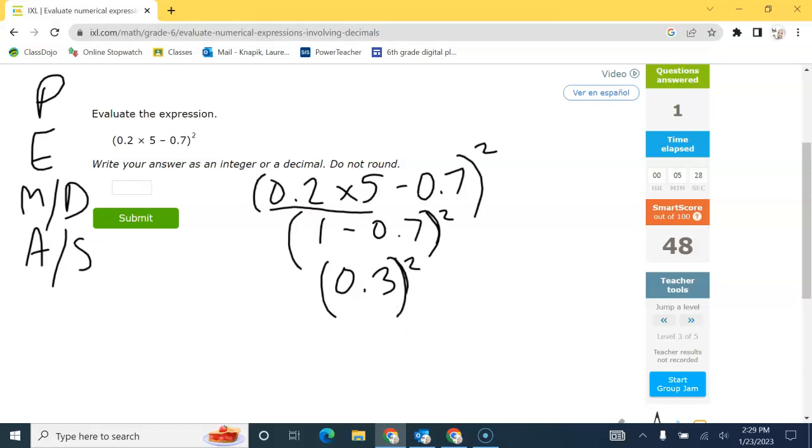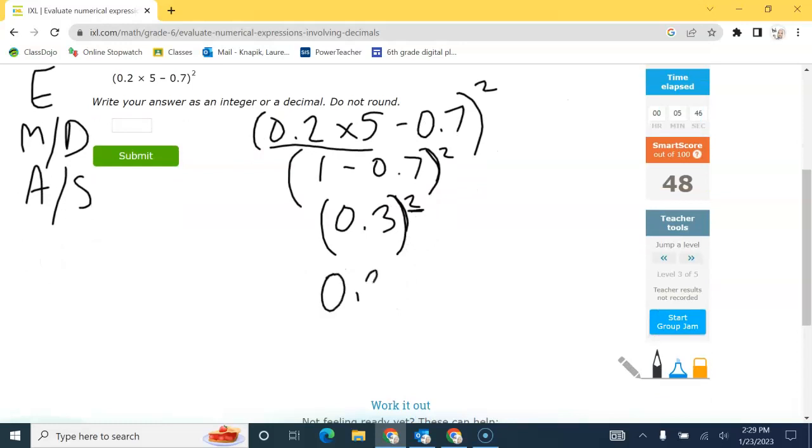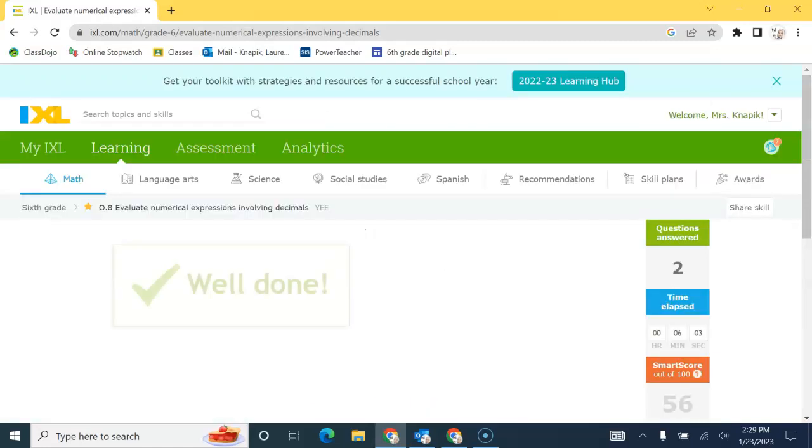All right. Do we have anything to solve within our parentheses? No, we are finally done with parentheses. Do we have exponents? We do. So we have an exponent on the parentheses. That means everything inside your parentheses gets this exponent. So we're going to have 0.3 times 0.3. It's not 0.3 times 2. It's 0.3 times 0.3. And you're going to end up with 0.09. And just like before, you're going to write your answer as a decimal. You're not rounding.